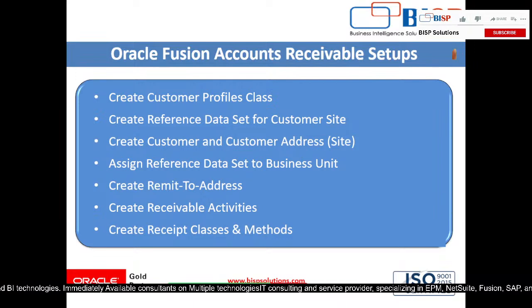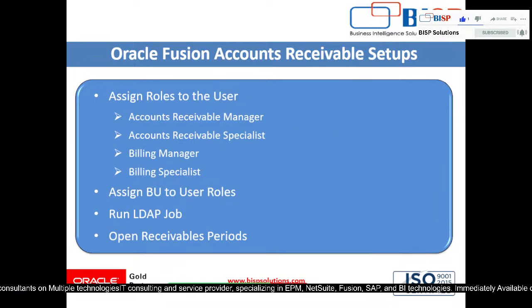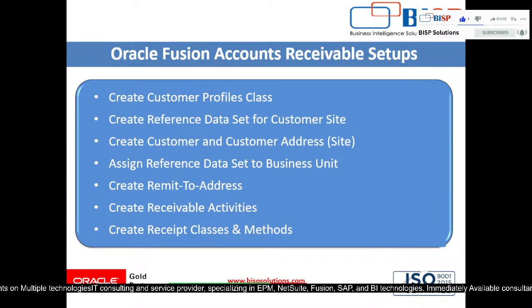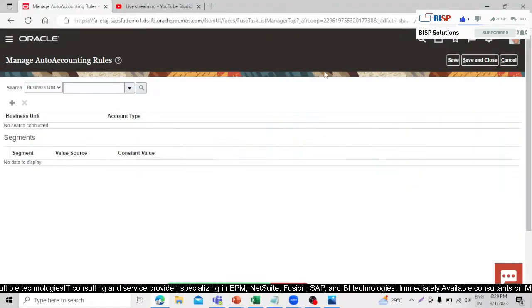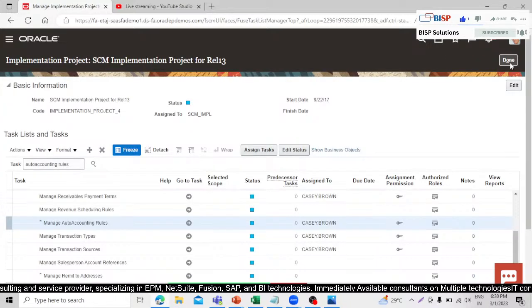So start from the next, which is create remit to address. We have to set this remit to address. After that, the receivable activity, receipt class and methods, and the roles over here. So let's see the remit to address. Remit to address means the address where the customer sends the payment. So we have to set it.